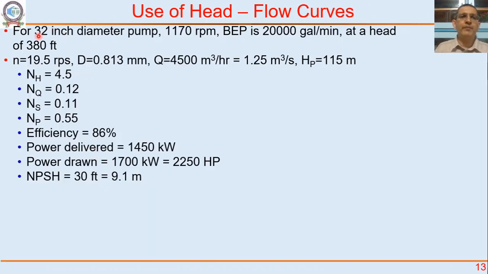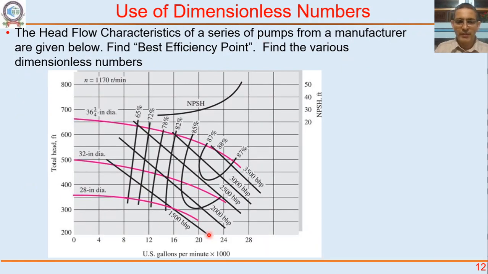So let's just take one point on this 32-inch impeller diameter. It is operating at 1170 rpm. BEP for 20,000 gallons per minute is at 380 feet head. So 20,000 gallons per minute. This is 20,000 gallons per minute.